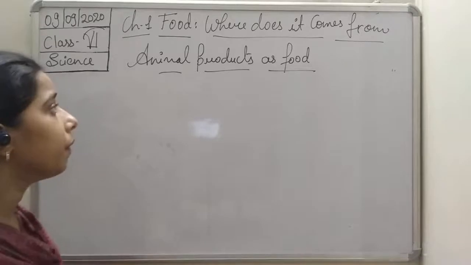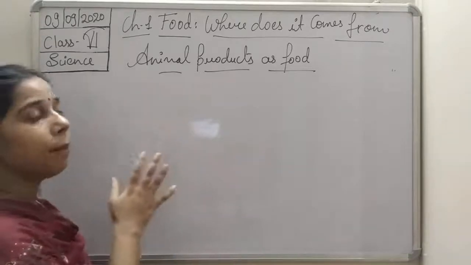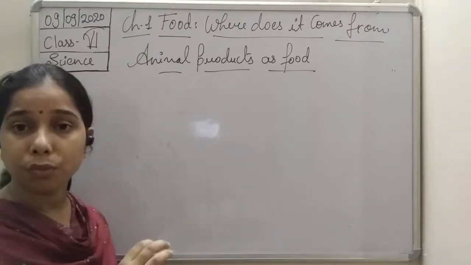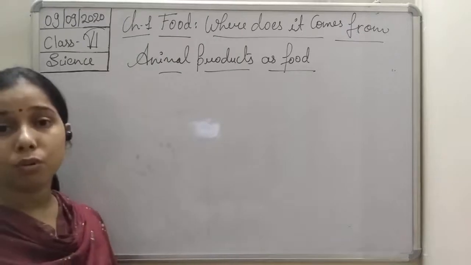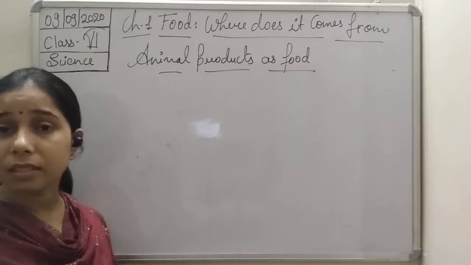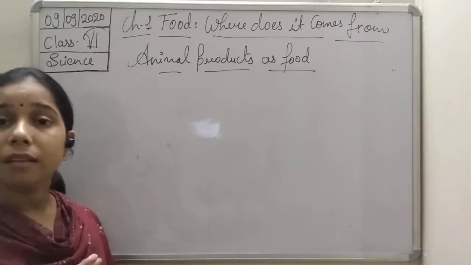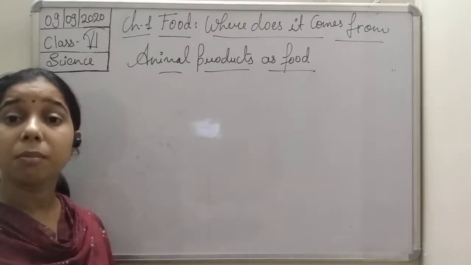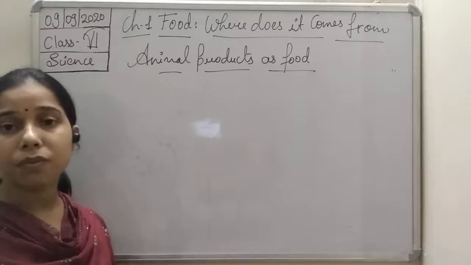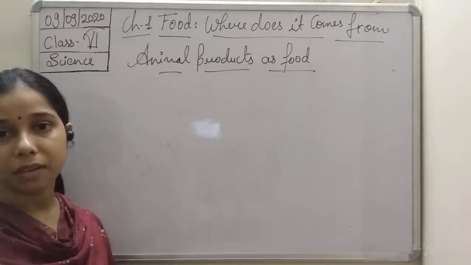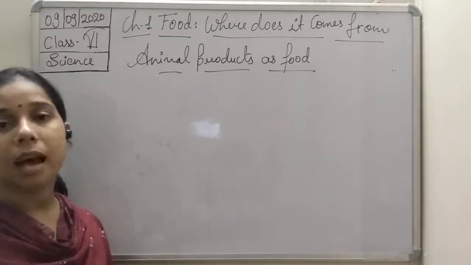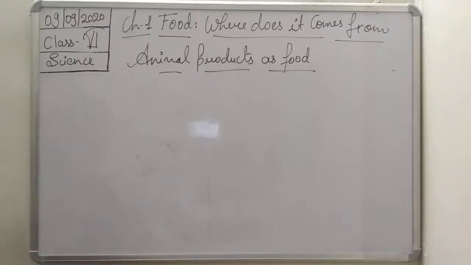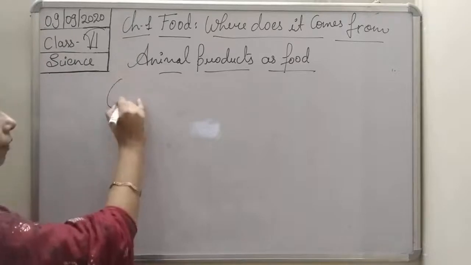Now today, students, we had discussed the plant products that we use as food. Animals are also a source of food. When we were discussing the sources, we discussed that there are two sources of food. The plant source is the major source, because most of the things we get from plants itself. And the second one is the animal. What are the things that we get from animals?